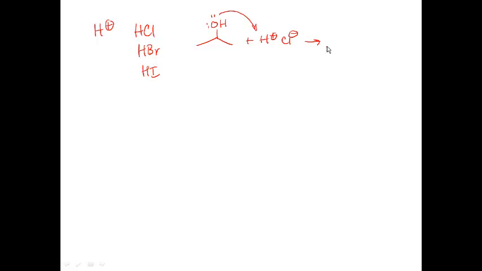Could I use, as my H+ source, HCl, HBr, or HI? Well, what would happen if I took, for instance, isopropyl alcohol and added H+ Cl- to it? If I start doing that mechanism, I would protonate my OH group to form my oxonium ion. And then, since this is a secondary system, I would break my carbon-oxygen bond. So I would get my carbocation and water.